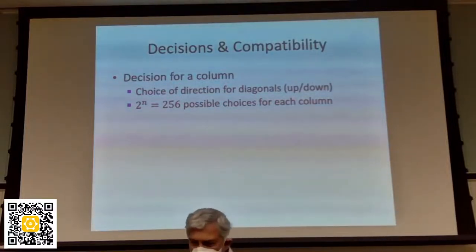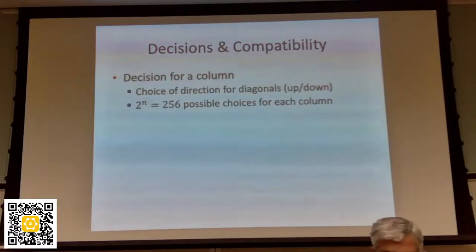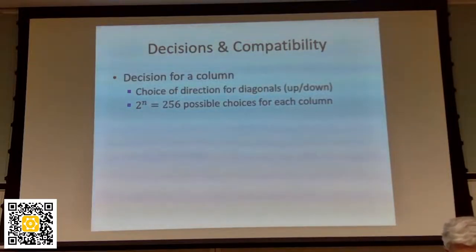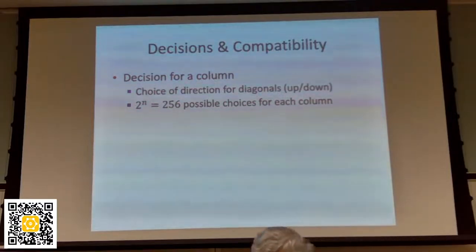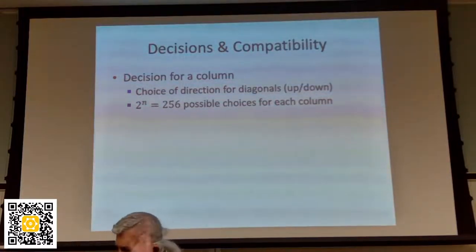I know I made a mistake here again. This should be 64, not 256. My apologies. 2 to the 8 is 256, right? I did get this right. Okay, sorry. So there are 256 choices for each column. So I'm going to have a vertex for each of these choices.